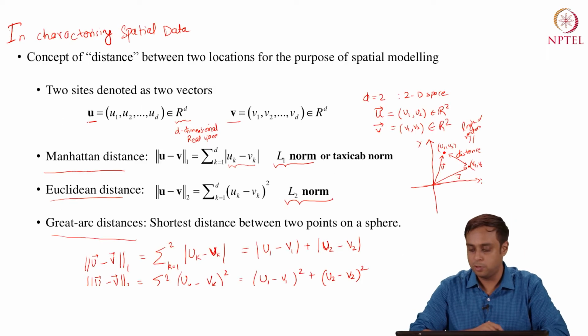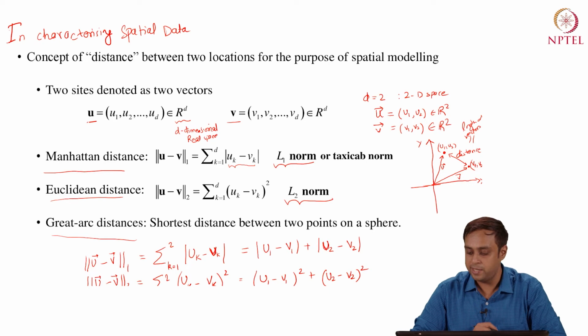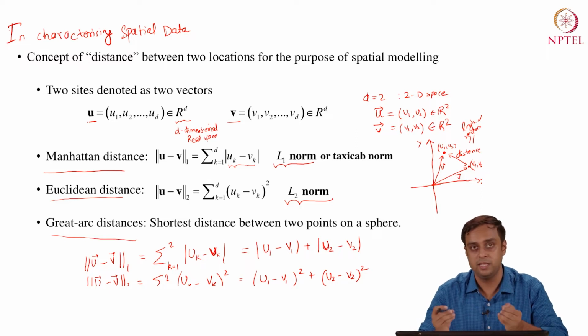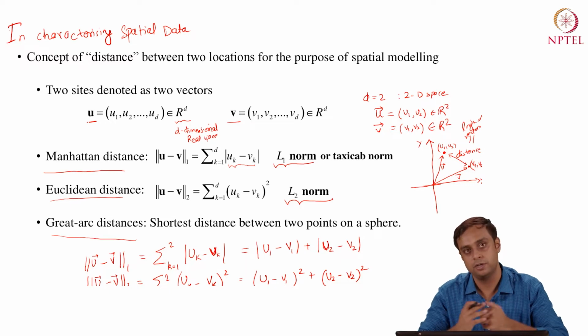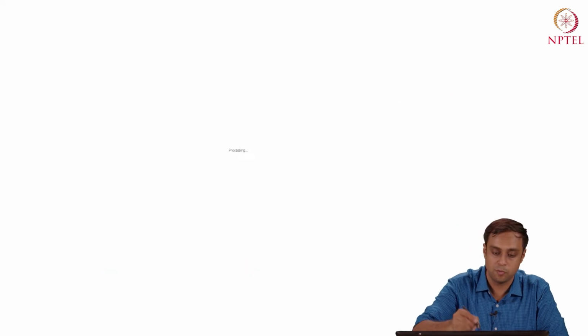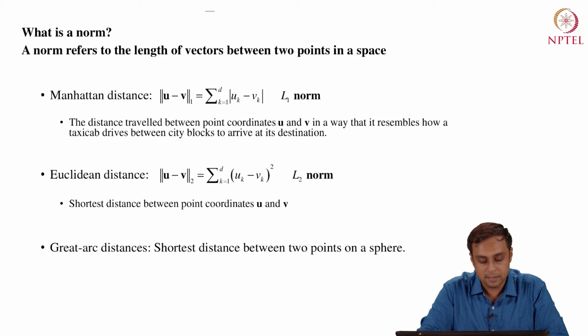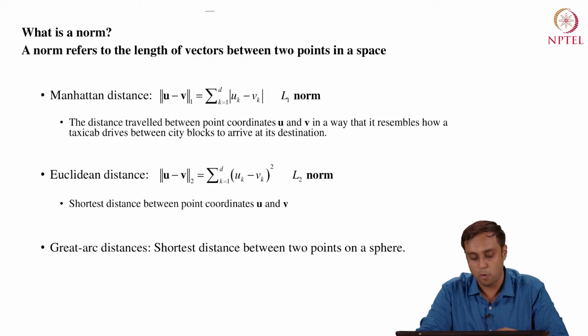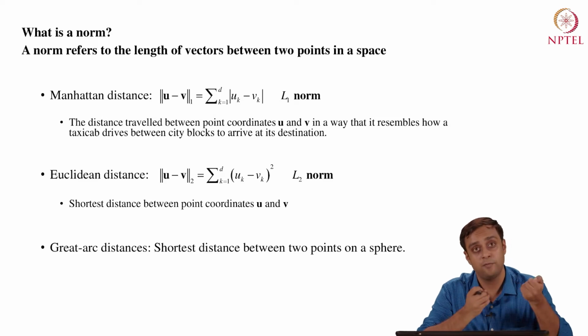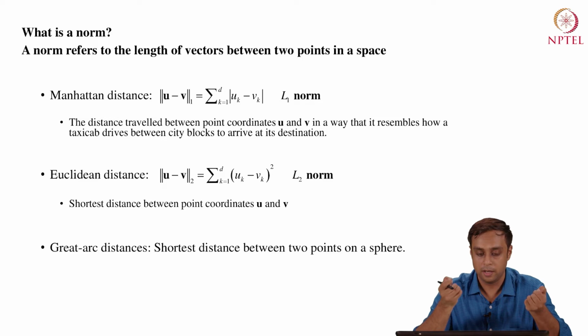So let's go back to our characterization. We had points u and v in front of your screens, and the distance between them is the length of the vector between these two points. So the norm is a formal quantitative measure of the distance between these two points. The Manhattan distance is the distance traveled between point coordinates u and v in a way that resembles how a taxi cab would drive between city blocks to arrive at its destination, starting from point u to point v.